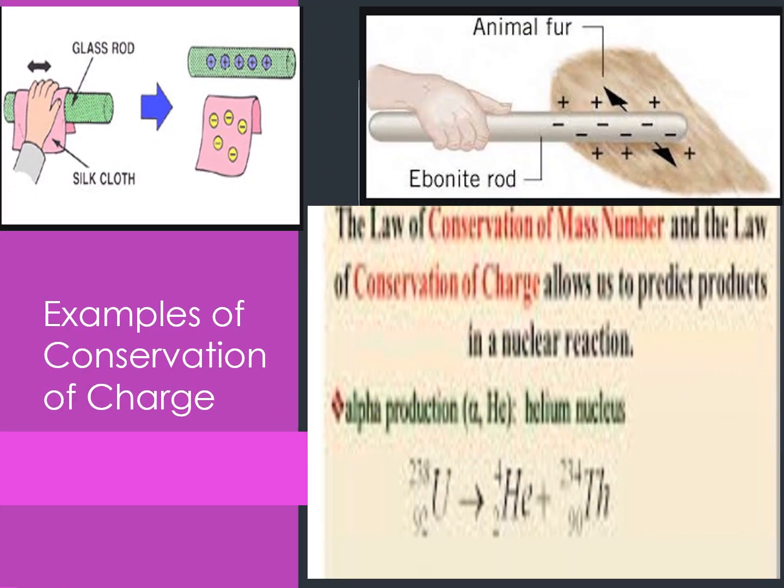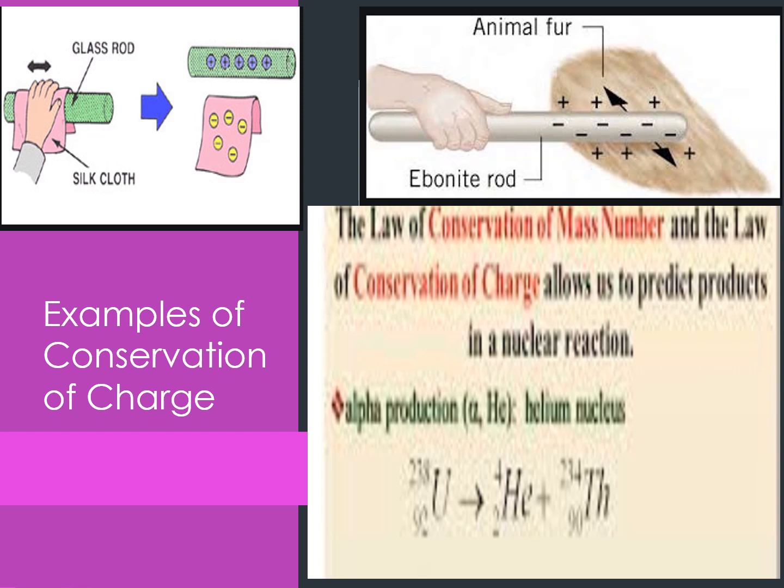The examples of conservation of charge: when a glass rod is rubbed with silk, the silk cloth gains electrons and thus becomes negative, and the glass rod loses electrons and thus becomes positive. Thereby it is seen that the magnitude of the positive charge on the glass rod is equal to the magnitude of the negative charge on the silk cloth. Therefore, the total charge in the isolated system of the glass rod and the silk cloth remains constant.